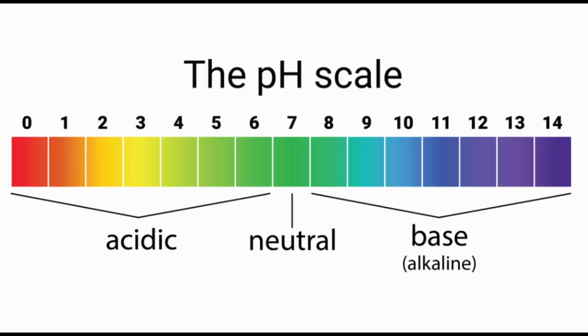On the pH scale, the lower the pH, the more acidic the solution. So, any aqueous solution with a pH below 7 is considered acidic. The higher the pH, the more basic or alkaline the solution. Any aqueous solution with a pH greater than 7 is said to be a base or alkaline solution.